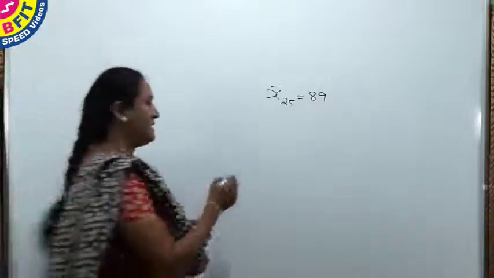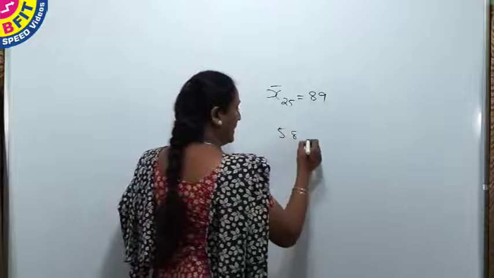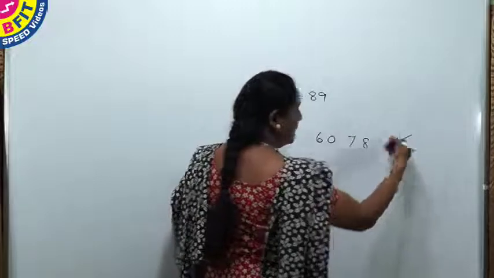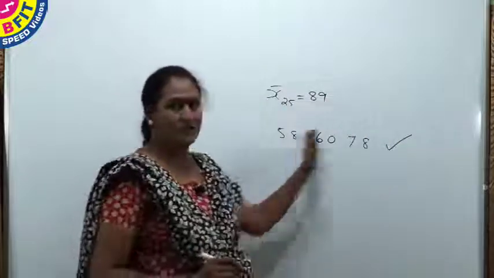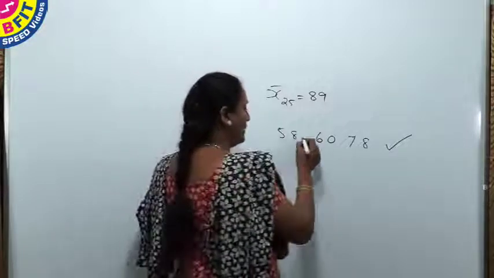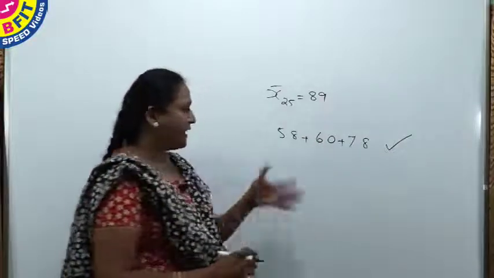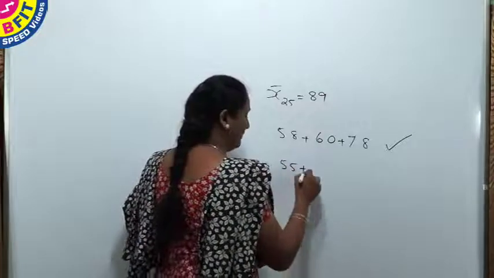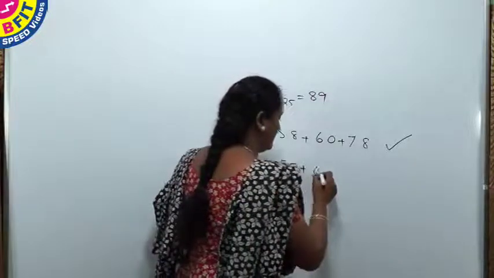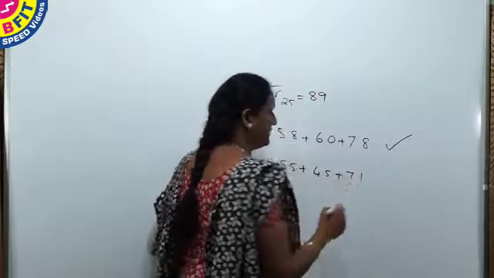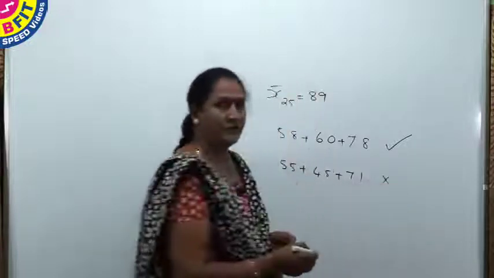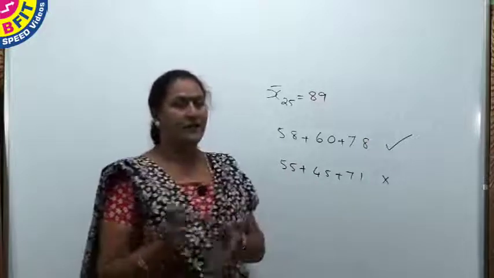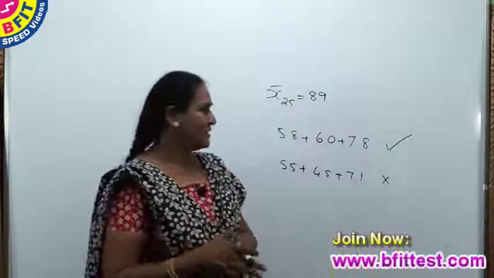So the correct entries are 58, 60 and 78. I will put a tick mark to mention that these are all the correct entries. So we have to add all this, and we have to find the sum of the wrong entries, which are 55 plus 45 plus 71. So these are all the wrong entries. So find the sum of all the correct entries, find the sum of all the wrong entries, and then we have to find the difference.